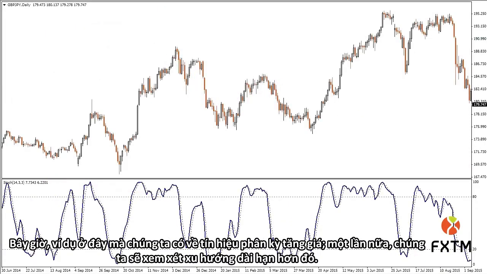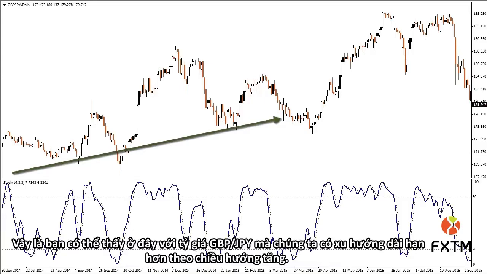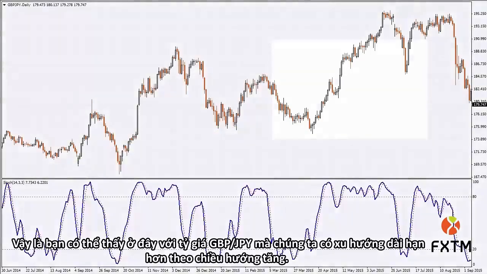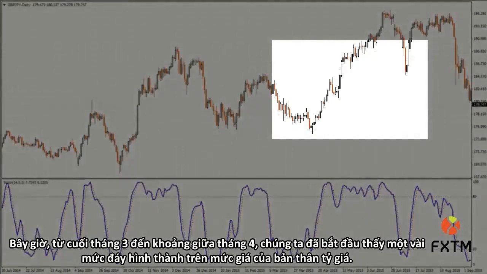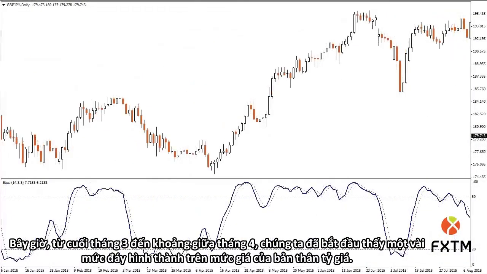Now the example here that we have of a bullish divergence, once again, we're going to defer to that longer term trend. So you can see here with the pound to the yen exchange rate, we have a longer term trend to the upside. Now between the end of March and about the middle of April, we started to see a couple of bottoms forming on the price or the exchange rate itself.